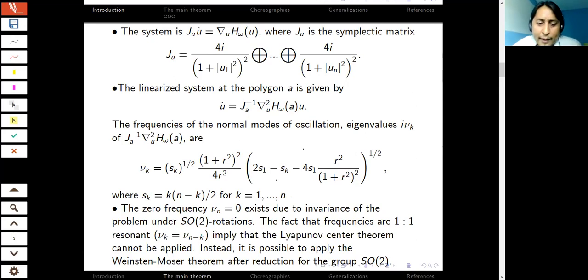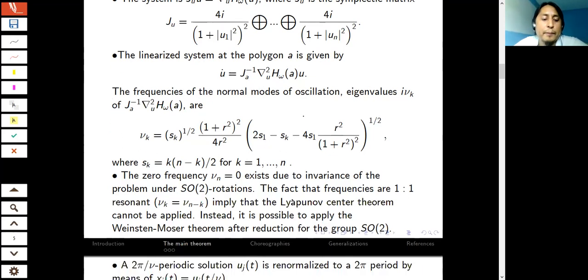So what are the numbers sk? The numbers sk are very simple. It's just k multiplying n minus k over 2, for k from 1 to n. So these are the normal frequencies, the frequencies of the normal modes of oscillations, where the eigenvalues of this matrix are i nu k for k going from 1 to n.